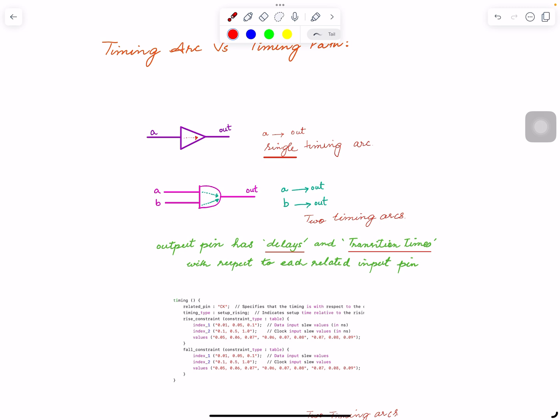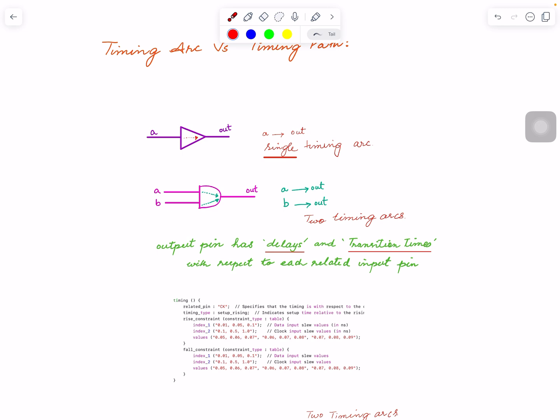On an inverter or buffer, which has one input pin and one output pin and is a combinational gate, there is only one timing arc. For a gate like the AND gate here, you have two input pins and one output pin, and there are two timing arcs. The output is impacted, or can change, because of A and because of B. So it depends on both A and B, and that way it has a timing arc with respect to both A and B.